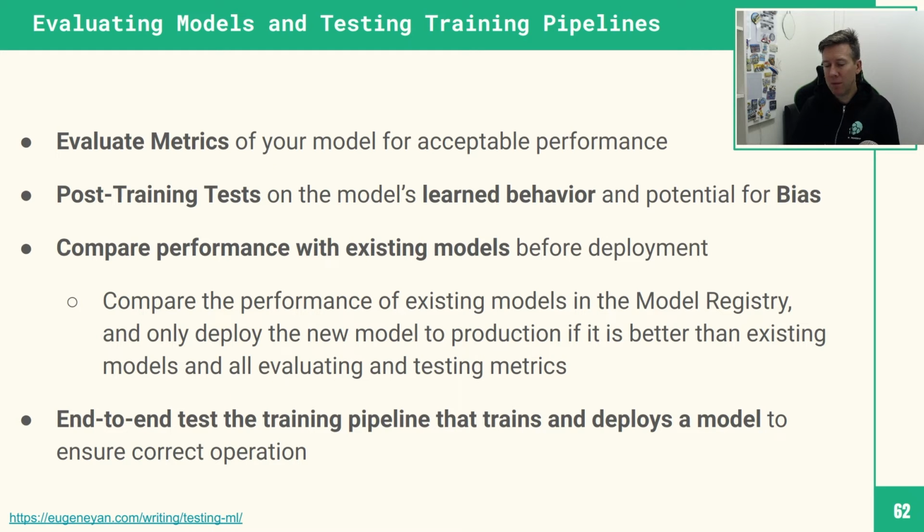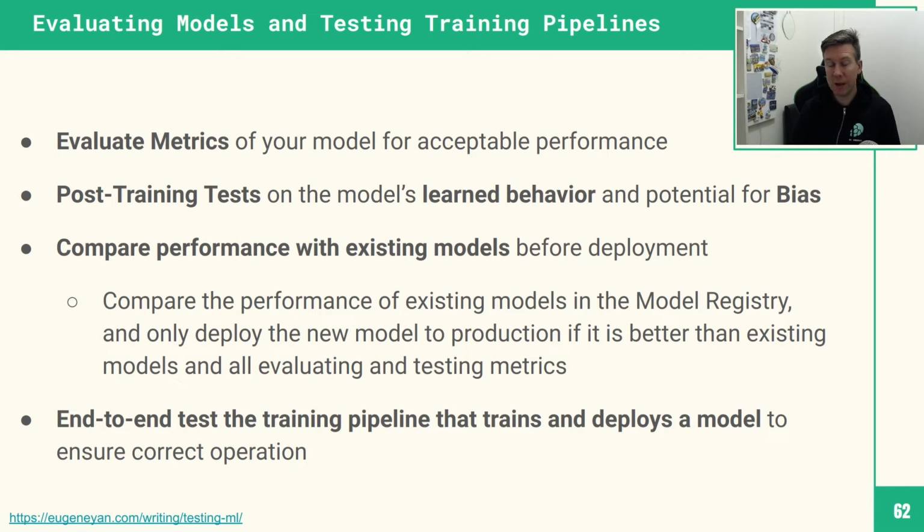So evaluating your model and testing your training pipelines involves evaluating the metrics of your model for acceptable performance. I mentioned already it might be accuracy in classification, for example. But you also want to do post-training tests on the model's learned behavior. I mentioned that you want to test for bias, for example. But you might also want to do tests that check, for example, whether your model does crazy things. So maybe the model, if it's giving recommendations, will it give really unexpected recommendations that cause people to change their perception of the system? So you want to avoid that. So you can do those kinds of tests as well.